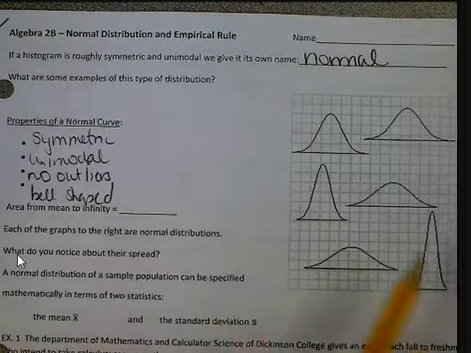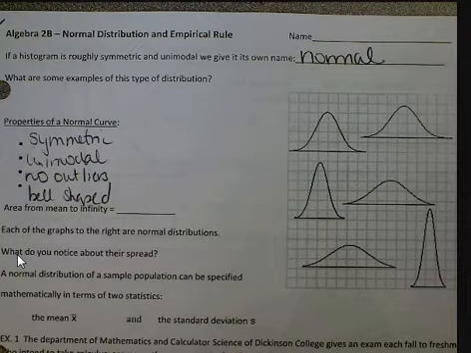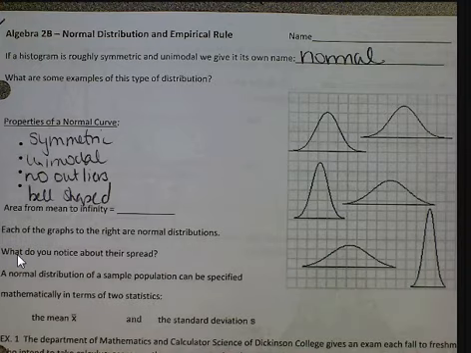So I have given you several different normal distributions on the right side of your paper. Some things that might be normal distributions: standardized tests such as SAT and ACT scores are normally distributed. Height of 9th grade females would be normally distributed. IQs are normally distributed. Shoe sizes normally distributed. There's a lot of data that is normally distributed.